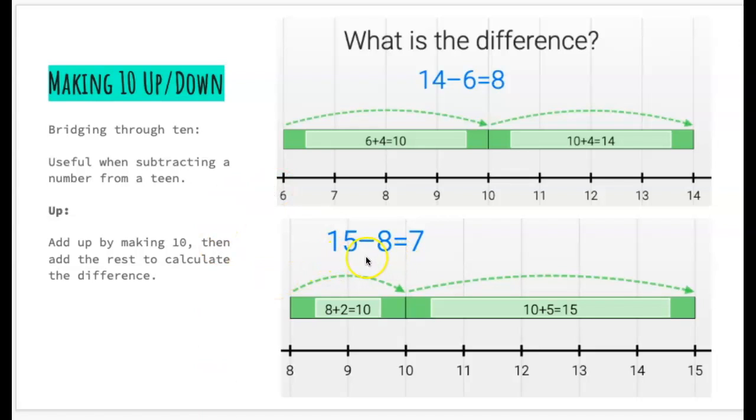For this problem, we have 15 minus 8. So we're trying to find what is the difference to get from 8 to 15. Here we know 8 and 2 is 10, and then 5 more would get us to 15. So we know that the difference between the two numbers is 7.